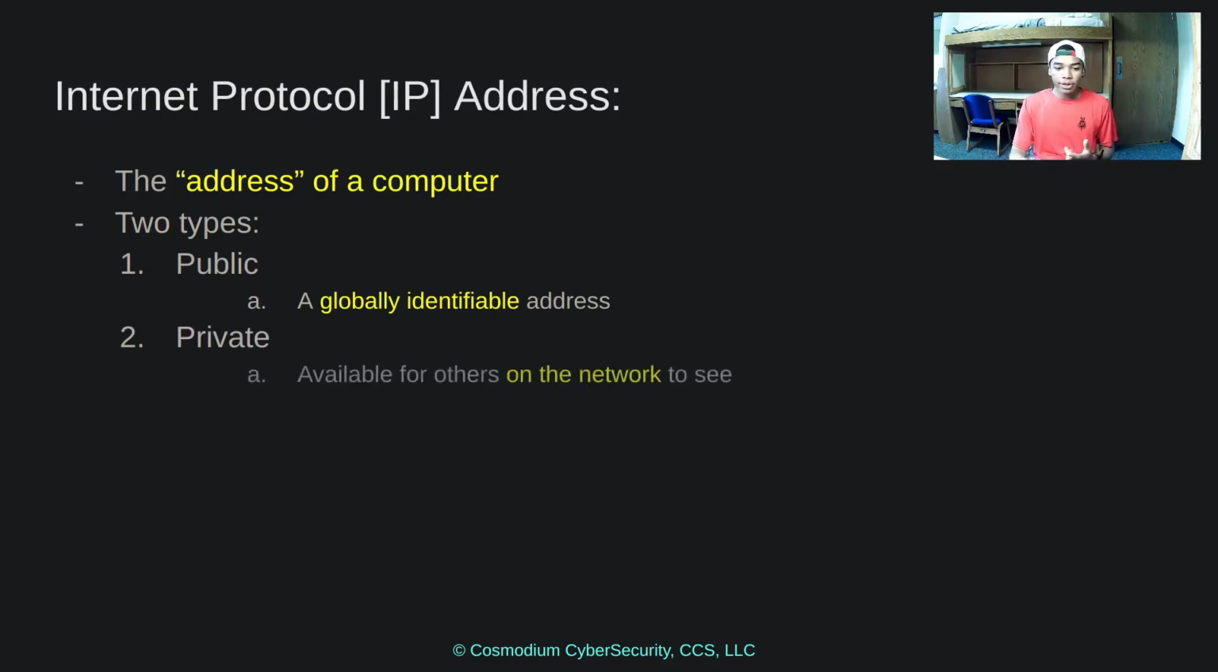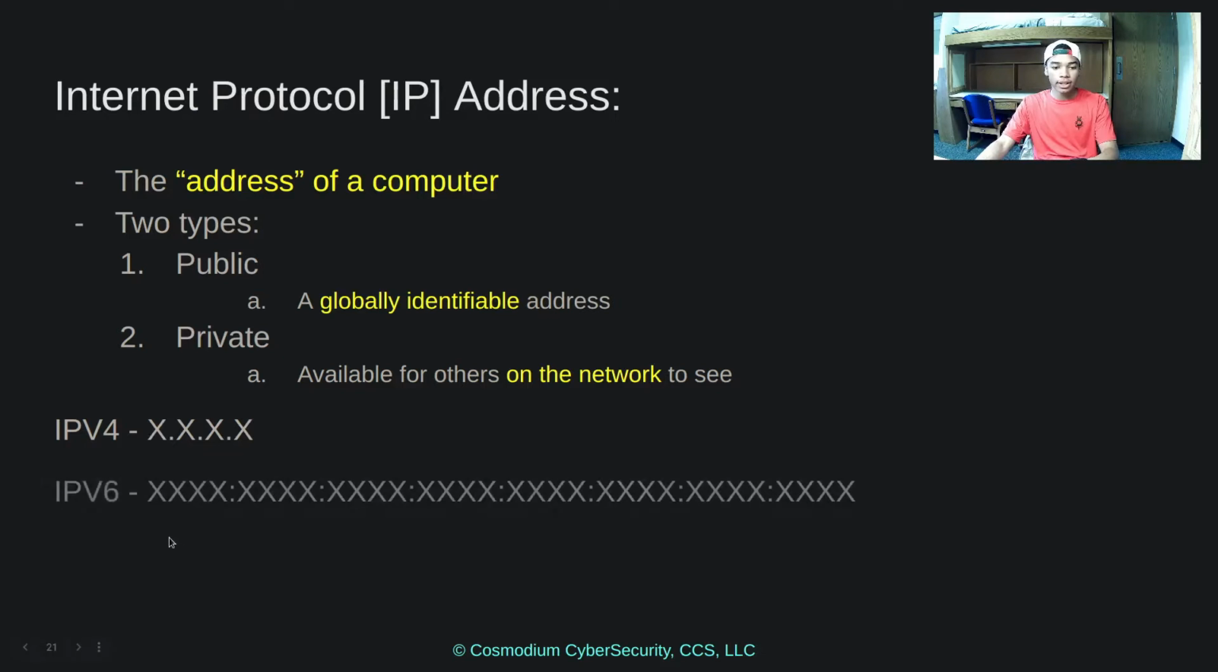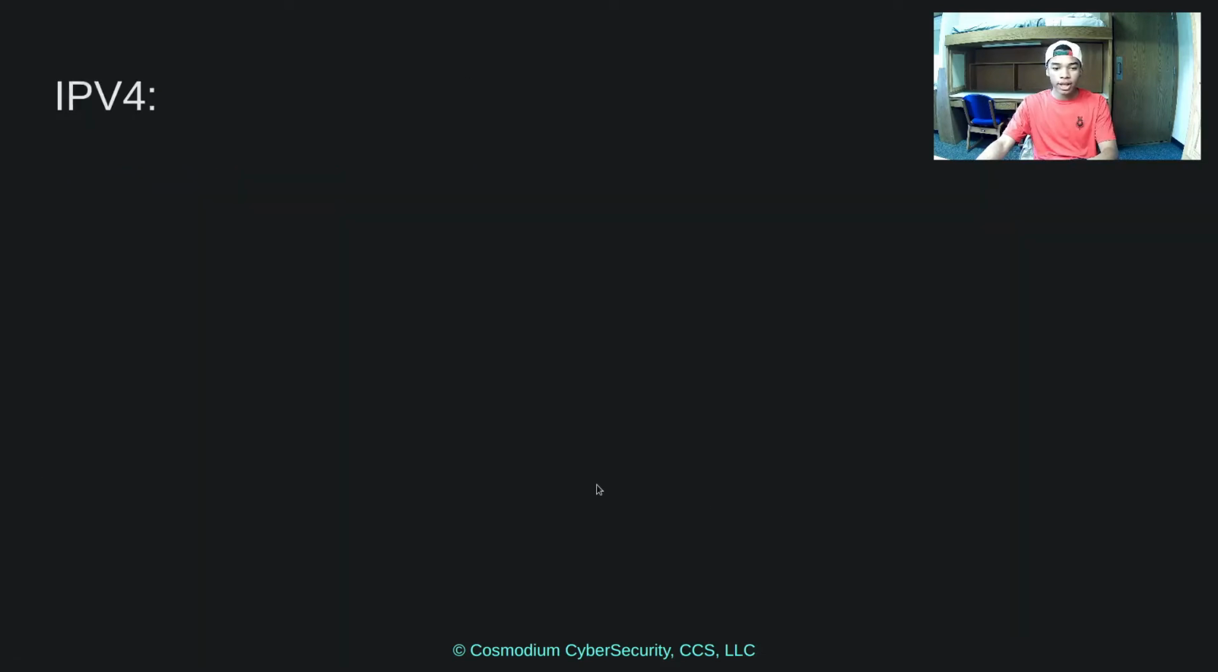Your private IP address is only available to others on the network. So it's your IP address that belongs within your Wi-Fi or within your LAN, and it doesn't extend outside of that. Cool. So this is what your IP address will look like. It's typically a number from 0 to 255 in each of these X's, and then your IPv6 looks something like that.